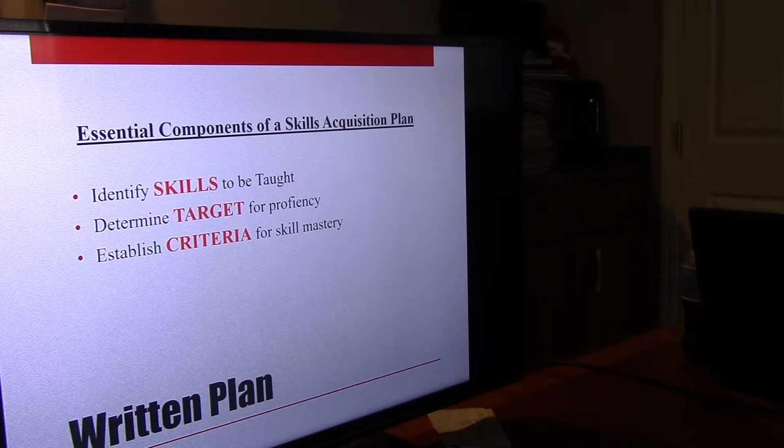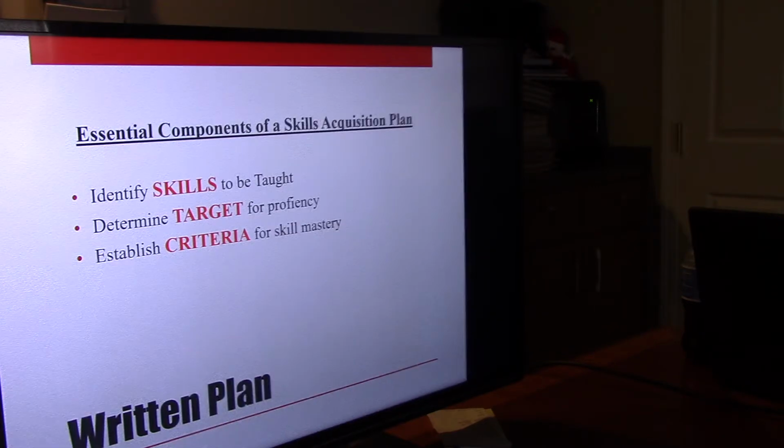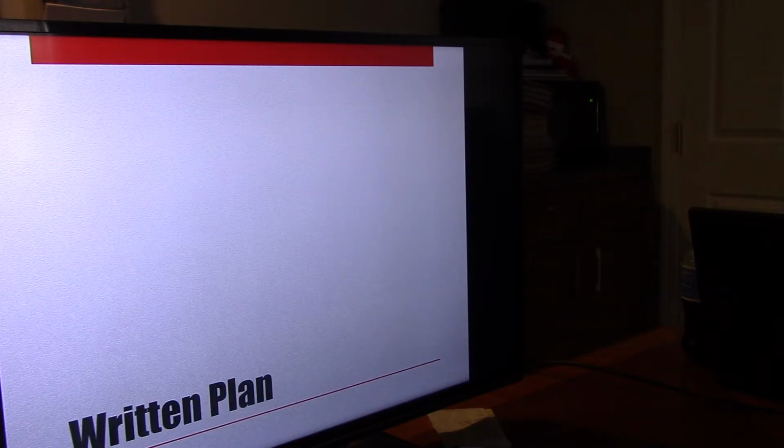Skills to be taught, determine target for proficiency, and establish criteria for skill mastery. So we identified ball play as a skill. The target for proficiency is that he needs to roll the ball in reciprocal ball play with a peer or instructor for a duration of 3 minutes. Then the criteria is 80% or above for 3 consecutive days across 2 people.